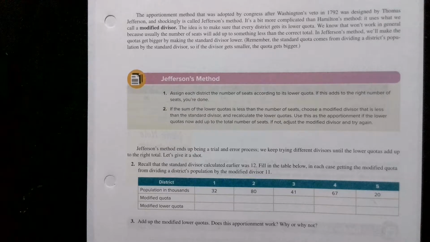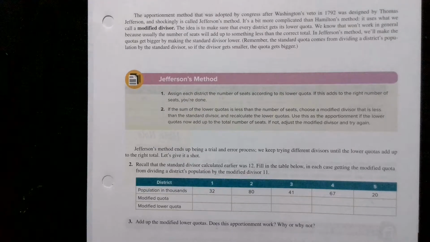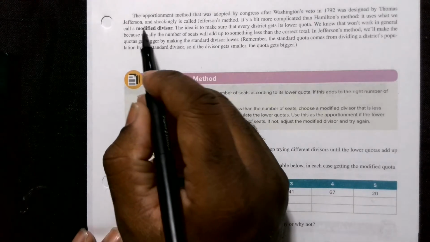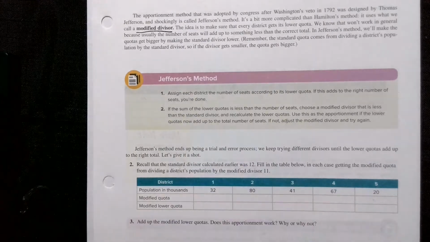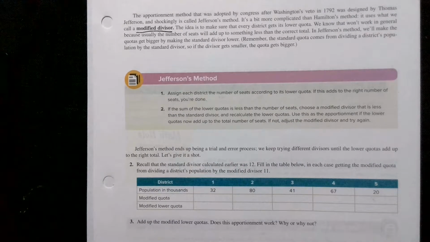Now, on page 101, we're going to be introduced to the Jefferson method. It says the apportionment method that was adopted by Congress after Washington's veto in 1792 was designed by Thomas Jefferson, and shockingly is called Jefferson's method. It's a bit more complicated than Hamilton's method. It uses what we call a modified divisor. Now, that's going to be very important. The idea is to make sure that every district gets its lower quota.